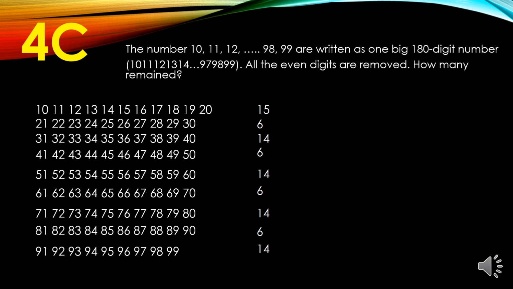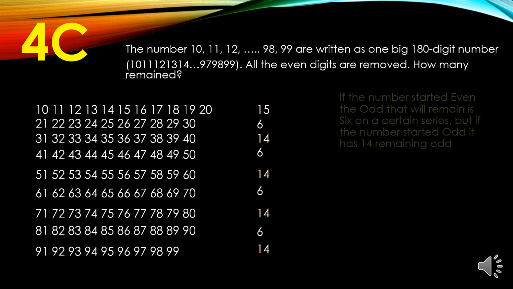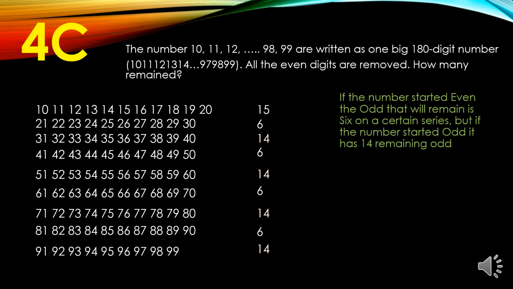As you can see here, all the numbers follow a pattern, except for the first one because we started at 10. If we had started at 11, it would be exactly 14. But as you can see, if the numbers start even, the odd digits that will remain is 6 in a certain series.